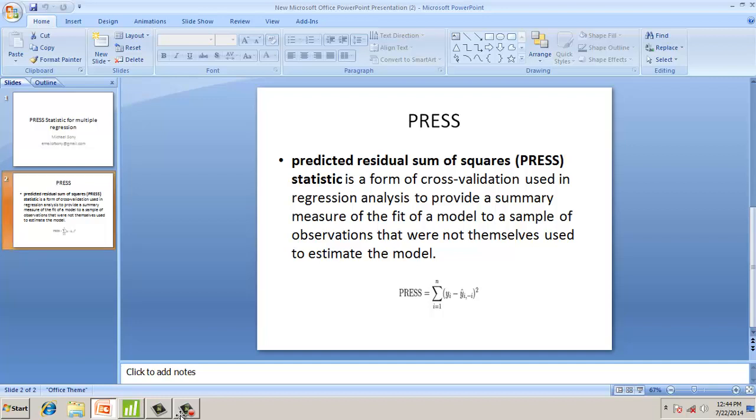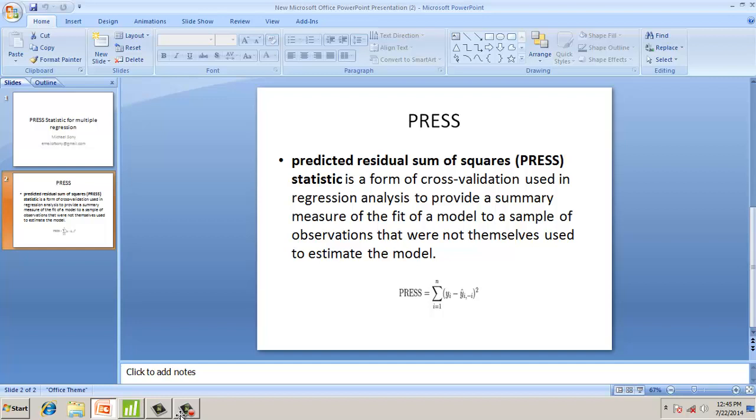PRESS is calculated by deleting one observation from the data and predicting that observation. After that, we find the residual between the predicted observation and the deleted observation, and then those residuals are added up for all the data. For example, we have 10 data points. First we remove the first data point, fit the model with the remaining data, and predict the first data point, thereby finding the residual. Similarly, this is carried out for all 10 data points. When you sum up all the residuals, we get the PRESS statistic.